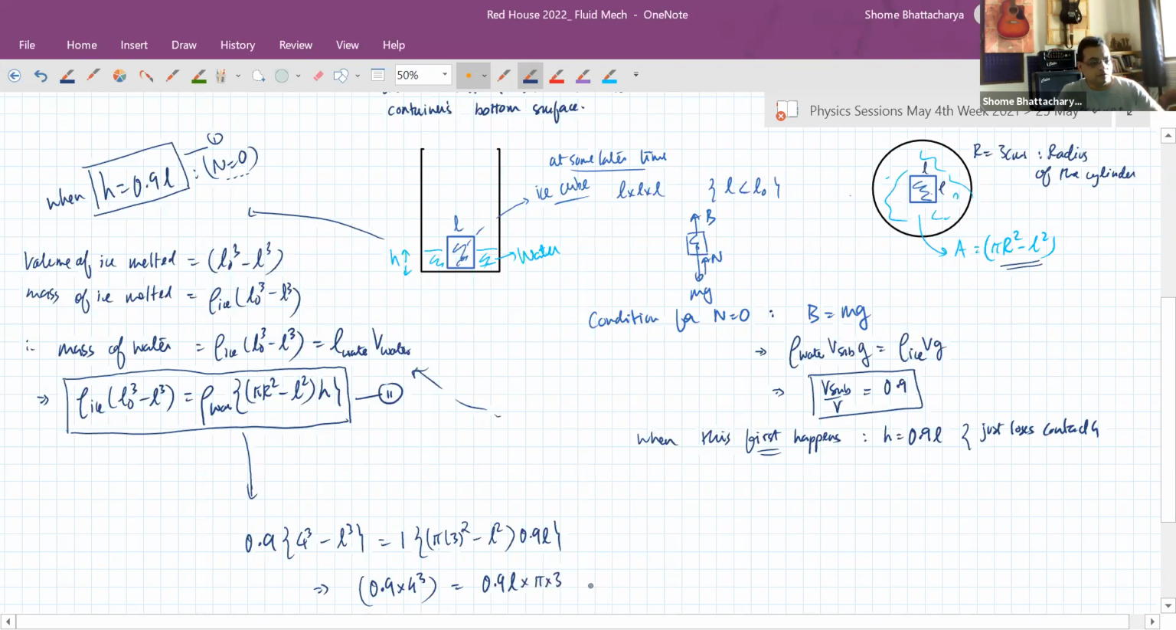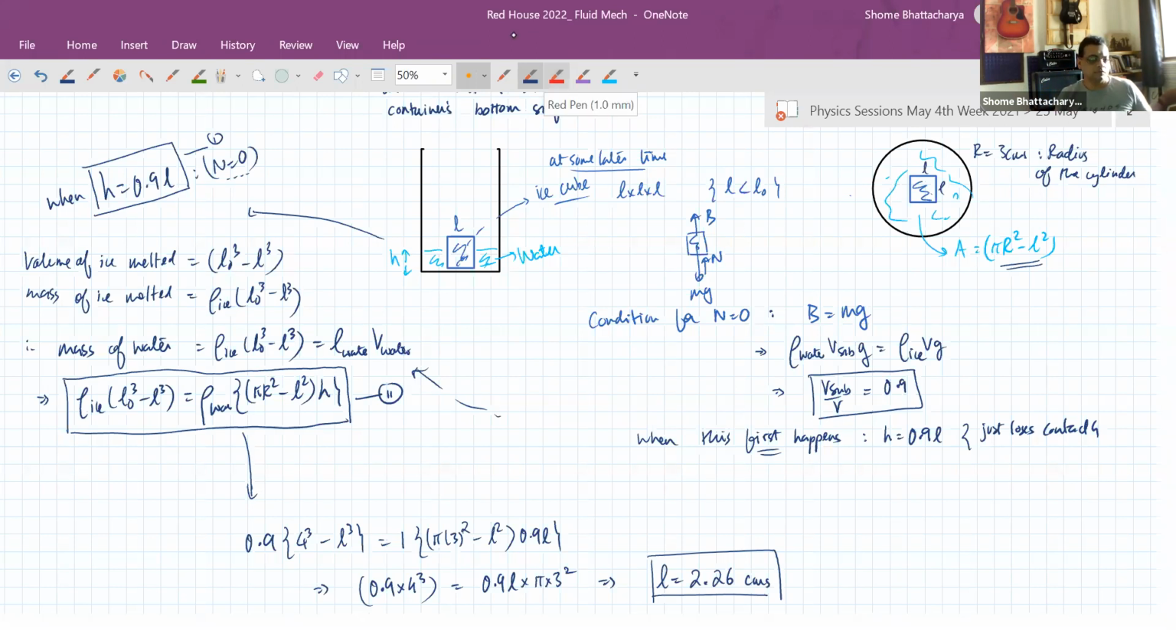Square. So, okay. Now this is fairly easy to solve for L, and it comes out to be about, yes, approximately 2.3 or 2.26. You take pi as 3.14. I think you'll get something like this.